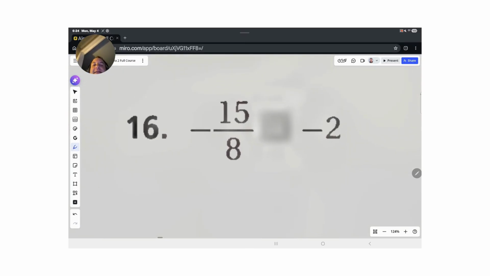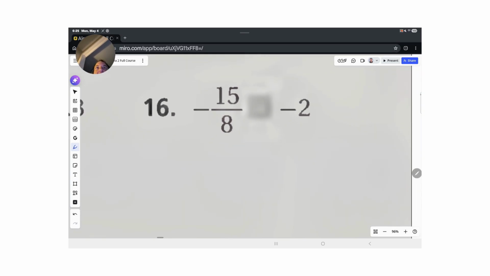Negative 15/8 compared to negative 2. So we'll want to convert negative 15/8 to a decimal first. So let's divide 15 by 8. And when we divide that on the calculator here, we'll get 1.875. So we'll want to attach that negative symbol there as well. Negative 1.875 is now being compared to negative 2.